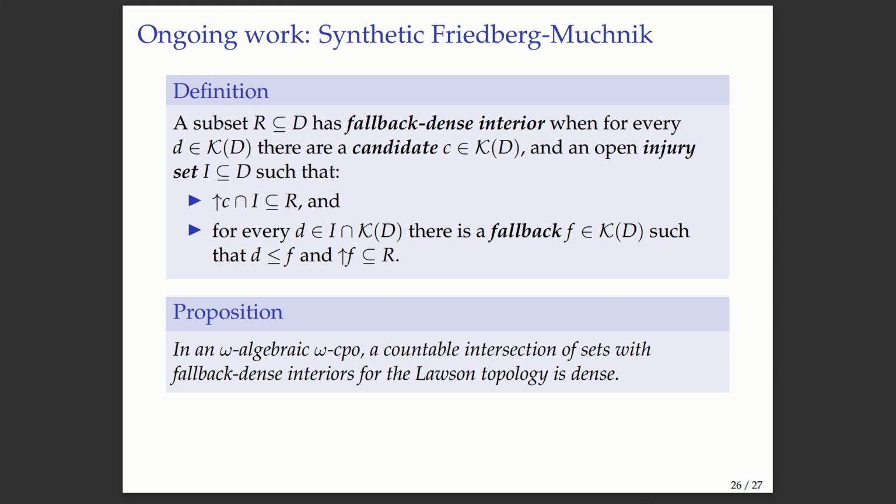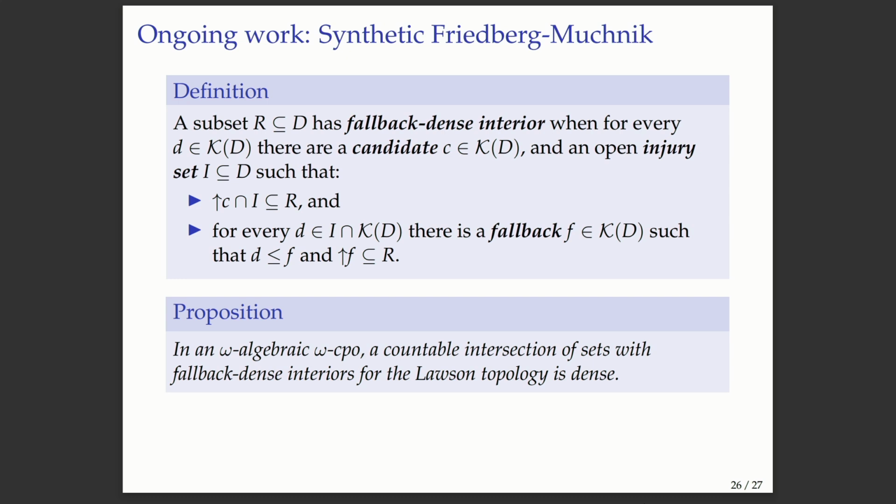So here's the definition again. And so now, what you get is the following. If you have an omega algebraic omega CPO, so careful now, it's not a DCPO anymore. It's an omega CPO. So it will only have suprema of honest chains. So no monkey business with boxes anymore. It has to be an actual chain. So in an omega algebraic omega CPO, if you have a countable intersection of sets with fallback dense interiors, and now for the Lawson topology, which I find beautiful, so that's another topology that's not Scott topology, but I need the Lawson topology because reductions involve both positive and negative information. So for Lawson topology, this holds.